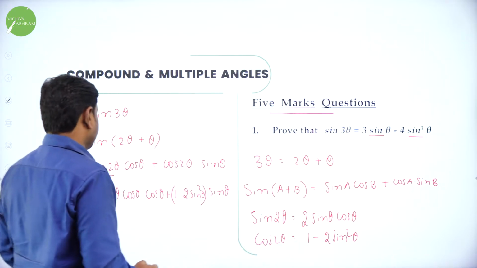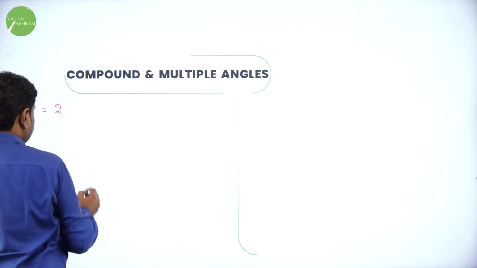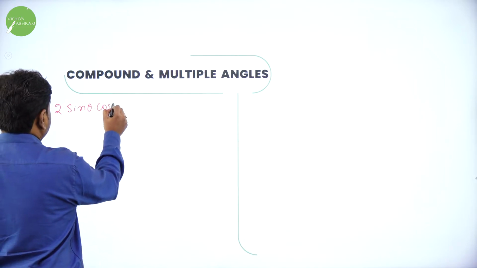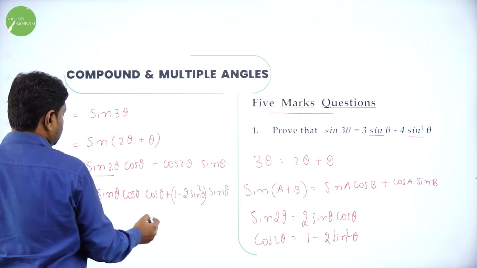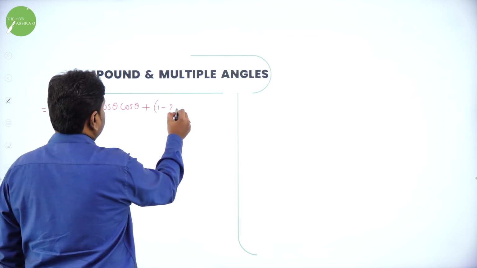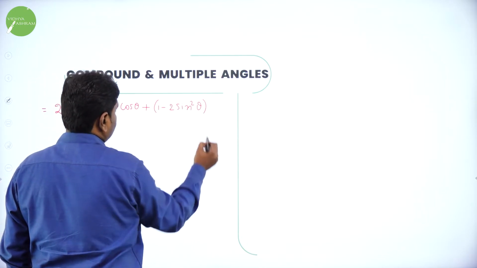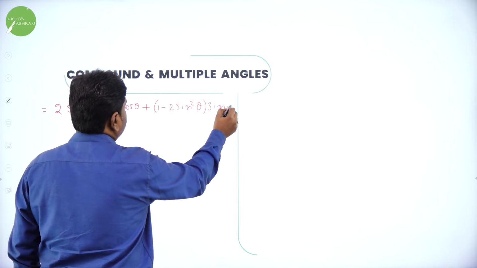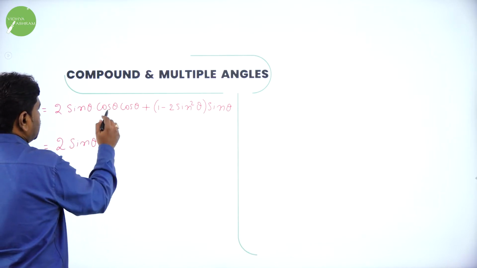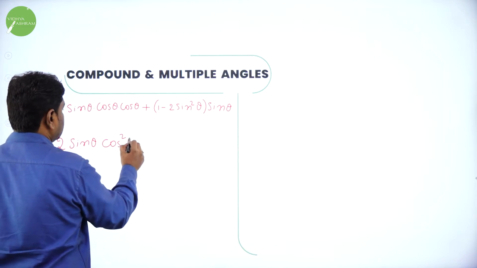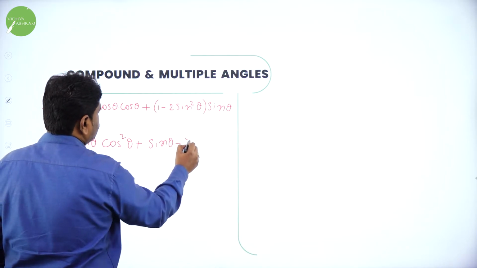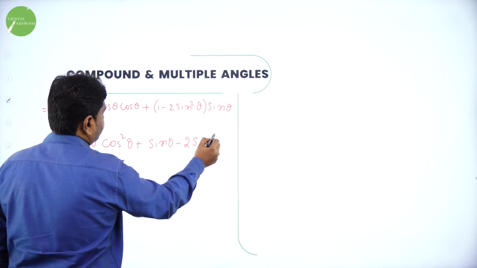Now further we need to simplify. So we have 2 times sin theta cos theta into cos theta, then plus 1 minus 2 sin square theta into sin theta. Simplify this further. 2 let it be, sin theta let it be. So cos theta into cos theta is cos square theta, plus sin theta into 1 is sin theta, minus 2 sin square theta into sin theta is sin cube theta.